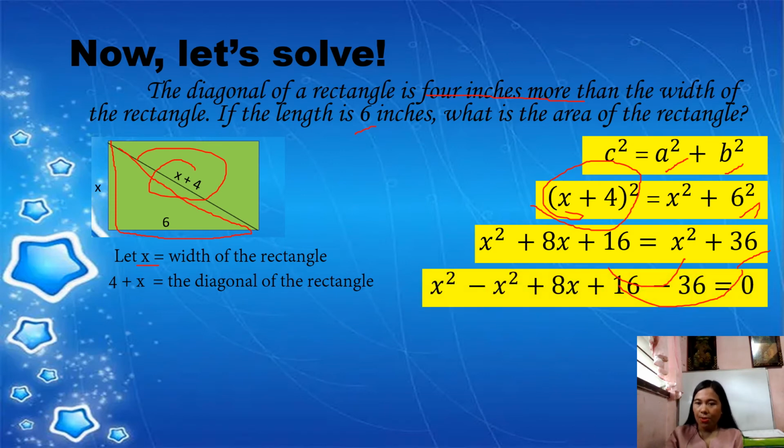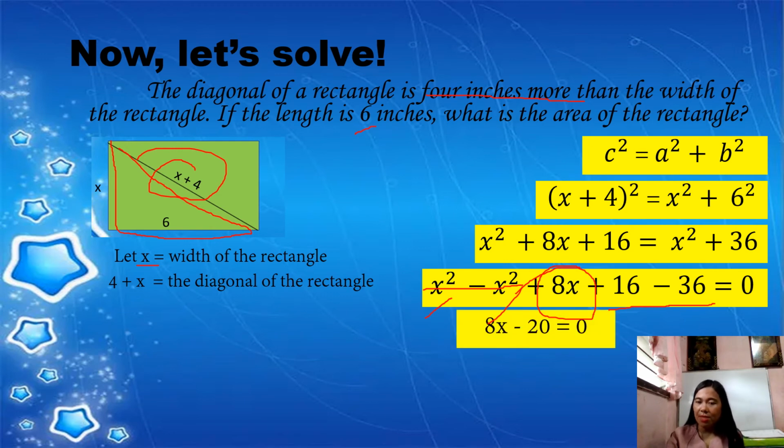Let me erase the writings first. Okay. So there you go. So now, we will combine like terms. x squared minus x squared is 0. So we do not have x squared anymore. Only 8x. And of course, the difference of 16 and 36. So 16 minus 36 is negative 20. So the equation would be 8x minus 20. Transposing 20 to the other side, we have 8x equals 20.